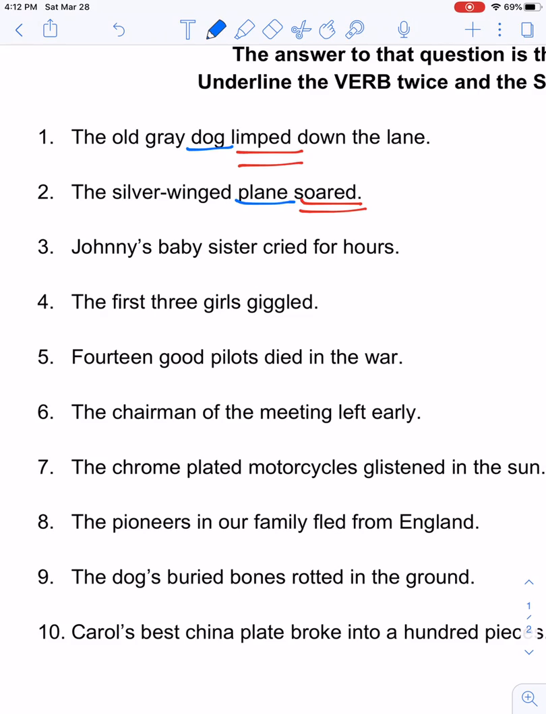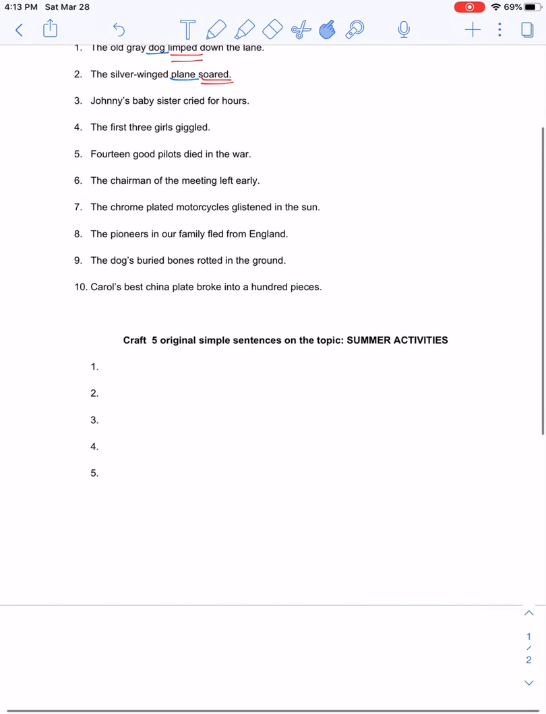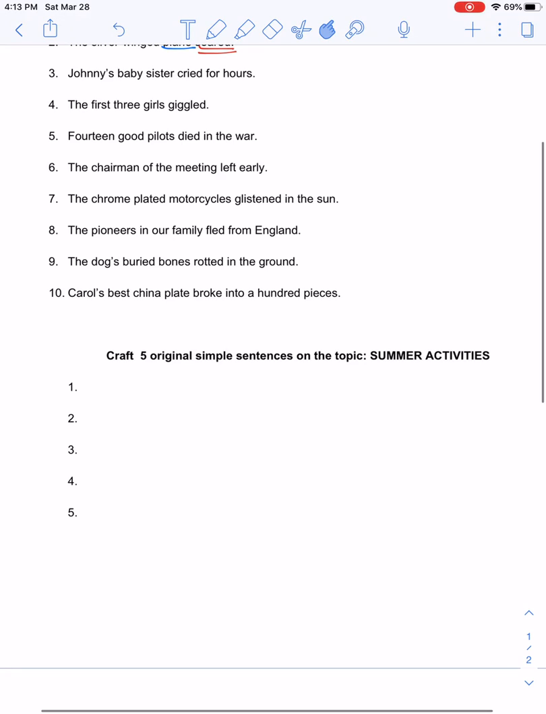I'm going to ask you to complete the rest of this list by identifying the head noun and the verb in each of these sentences. These sentences are only a little bit different than yesterday because there are more words, but you are looking specifically just for the verb and just for the subject. When you get to the bottom of the page, you'll see it says craft 5 original simple sentences on the topic of summer activities. I want you to write 5 of your own sentences.